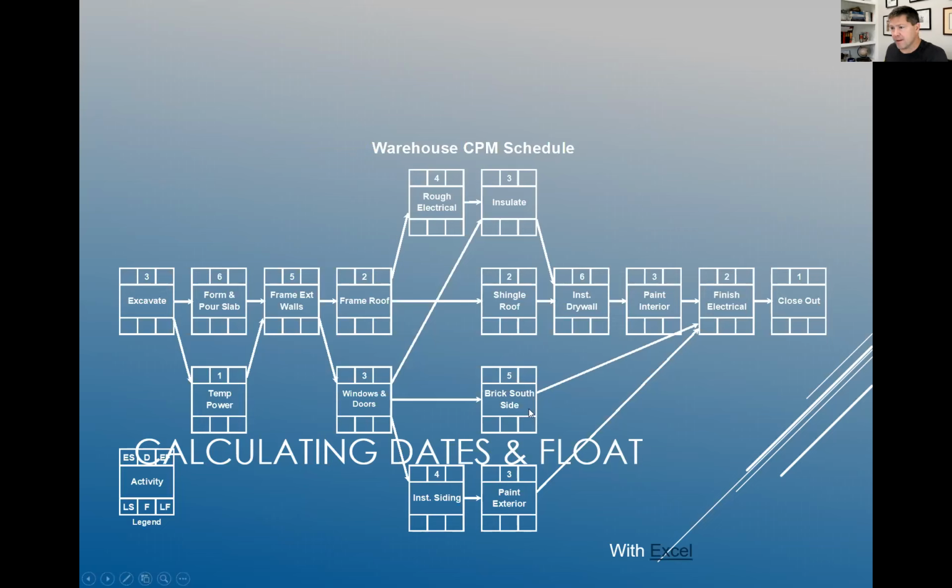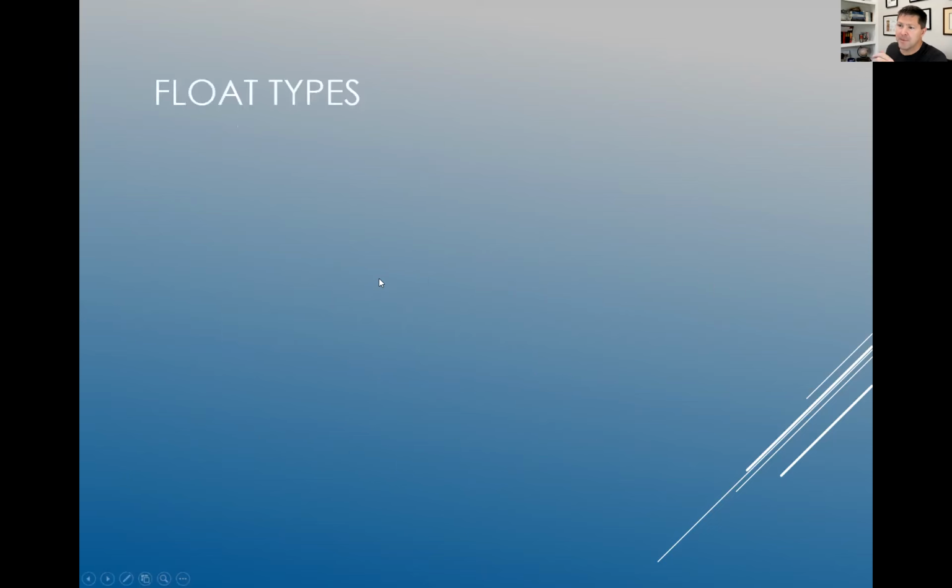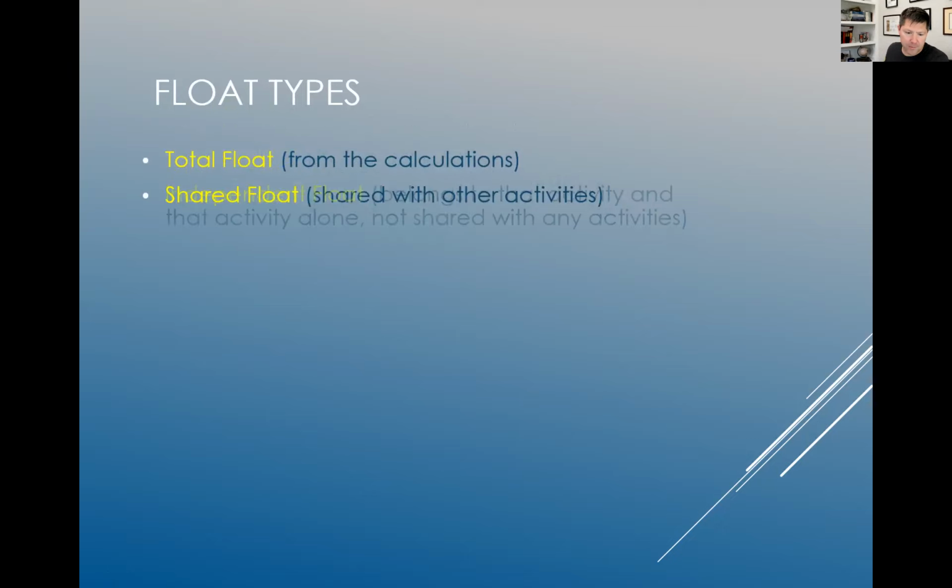Of course, here's an example of a logic diagram. I'm not going to ask you guys to calculate float on the final exam, but we are going to talk about the types of float. I'm going to pull them all up here so we can talk about all of them.